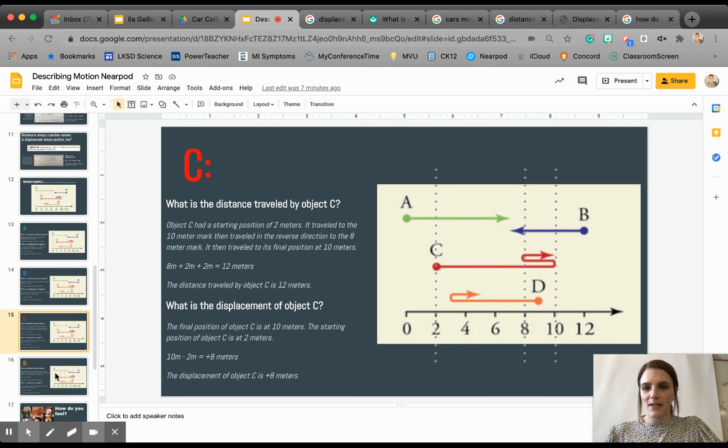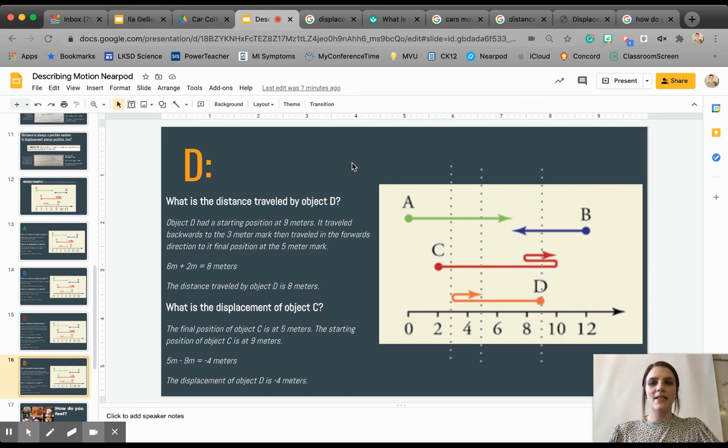All right, let's do the last one. So the last one is object D. Object D starts at 9 meters. It traveled backwards to 3 meters, and then it turned around and traveled forward until it got to the 5-meter mark. So the total distance traveled, we have to calculate this first chunk going from 9 to 3. That's 6 meters plus 2 meters going forwards. So that's a total distance traveled of 8 meters.